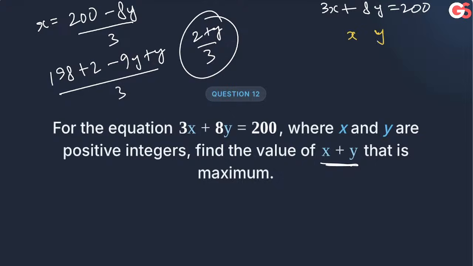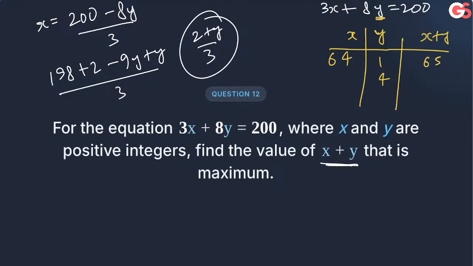Now I can make my table. x, y. y will be at least 1. And what will x become? If we put y as 1, then 192, x will be 64. And x plus y will be 65. Right. Now y will increase by 3 and x will decrease by 8. This becomes 4, 64 minus 8, 56. Now the sum is 60. Do you see this? What will happen if I keep going?